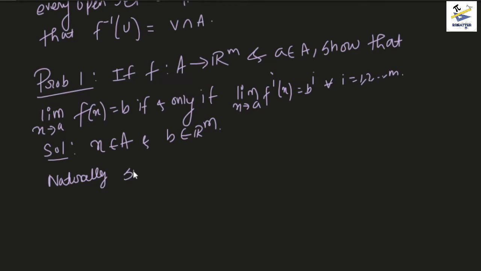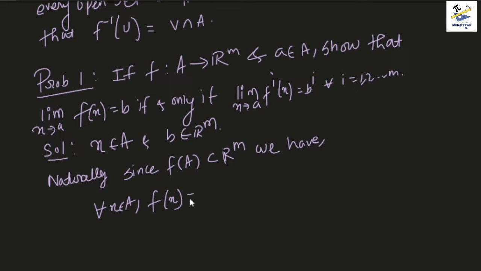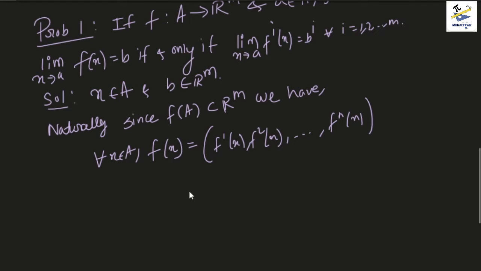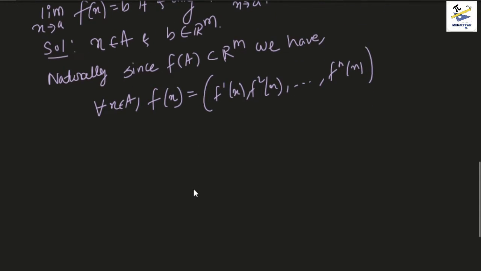So naturally, since f of A is a subset of R to the power m, we have f of x for all x belonging to A. f of x should be an m component function, right? So f1(x), f2(x), and all the way up to fm(x). Now what we want to prove is that those limits are also true. So we are going to prove two parts. So first the if part.